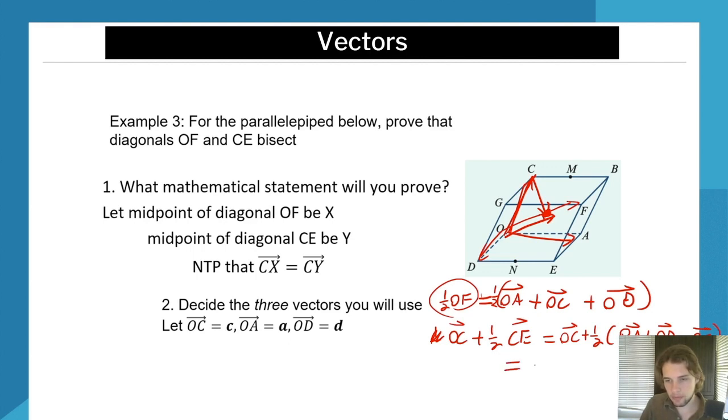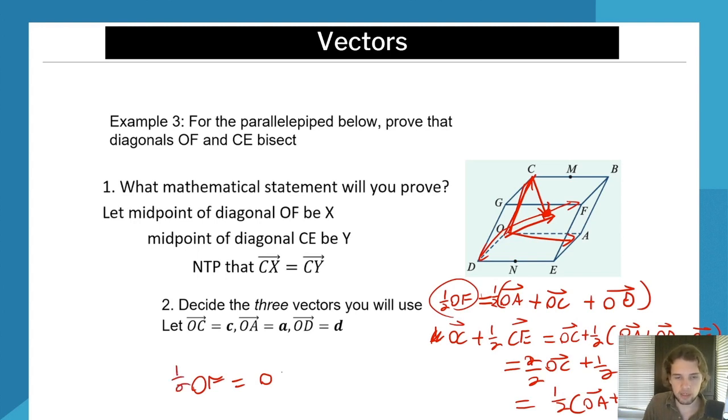which equals, same as last time, we can simply multiply this by 2 over 2, which makes it the same thing. And then we can give ourselves an opportunity to move this OC into the brackets, and that will culminate in half OA plus OD plus OC. And that's the point we end up with. So then we've proven half of OF is equal to OC plus half of CE. Therefore, they bisect.